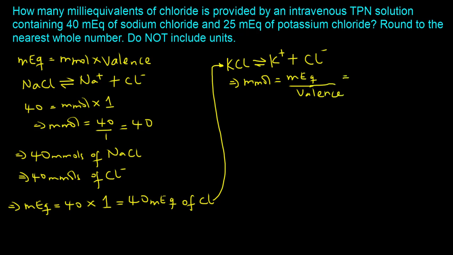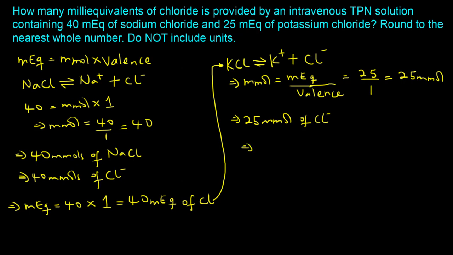And the milliequivalence of the potassium chloride is given as 25. The valence of the chloride anion is 1, which gives you 25 millimole. So we have 25 millimoles of potassium chloride, but that also implies that we have 25 millimoles of the chloride ion, which we're getting from the potassium chloride salt.